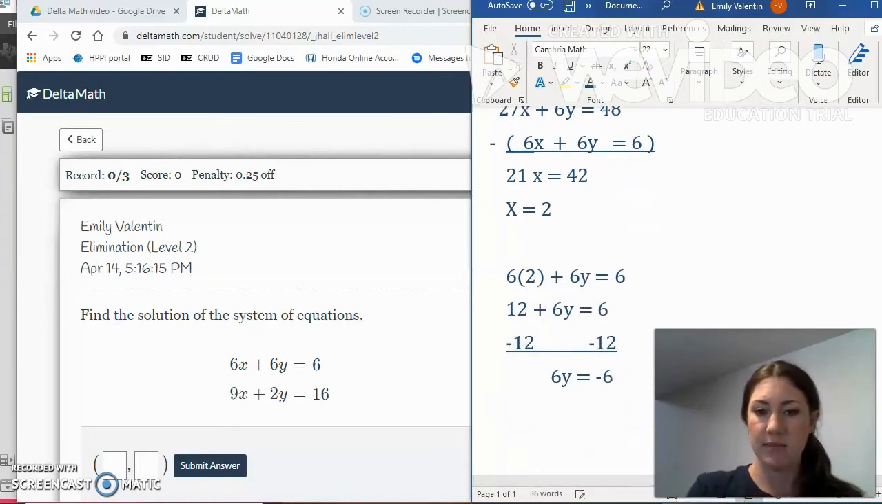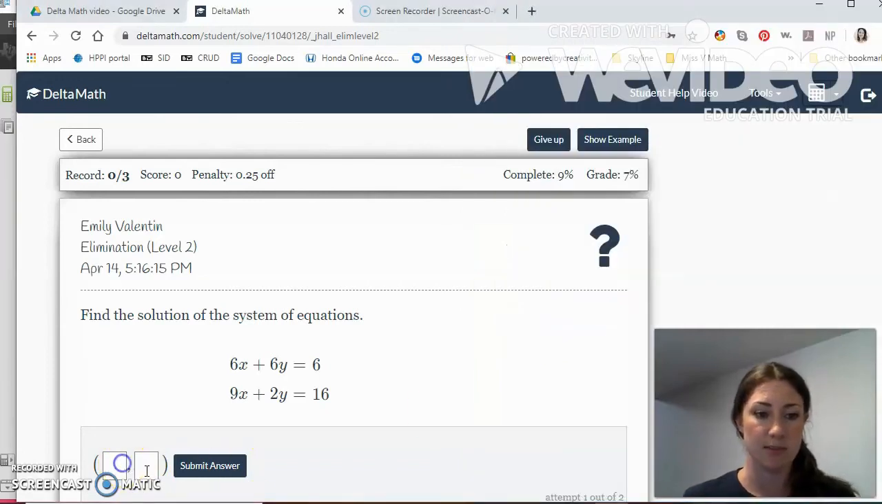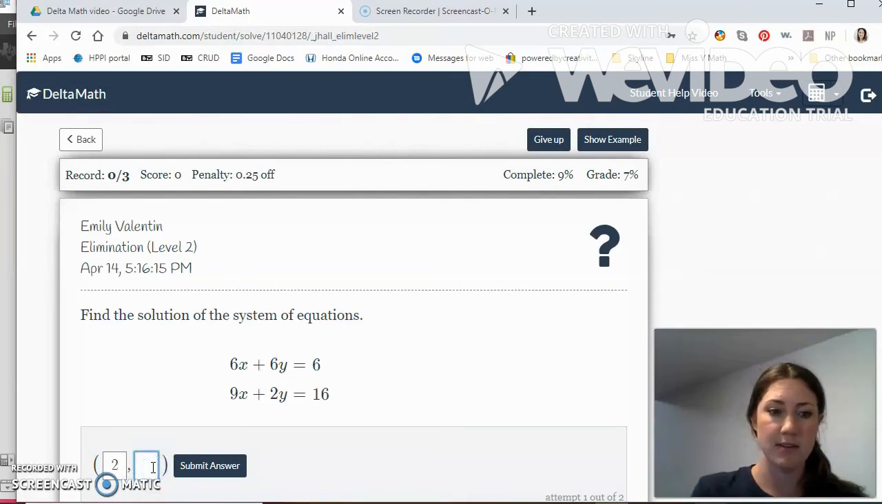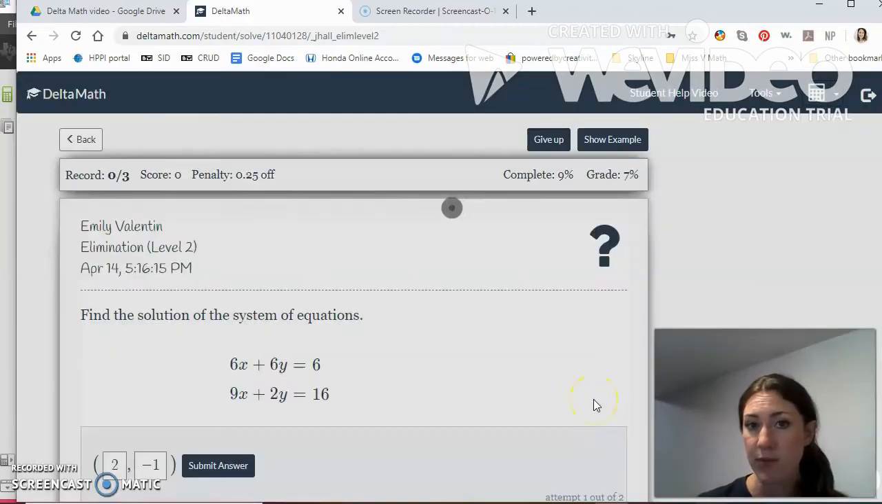Okay, and then I'm just going to go in and divide both sides by 6. And 6 divided by 6 is 1. 1 times y is y. Negative 6 divided by 6 is negative 1. So we have x is 2, y is negative 1. Let's put that into Delta Math. So there is a harder elimination example where we had to multiply first.